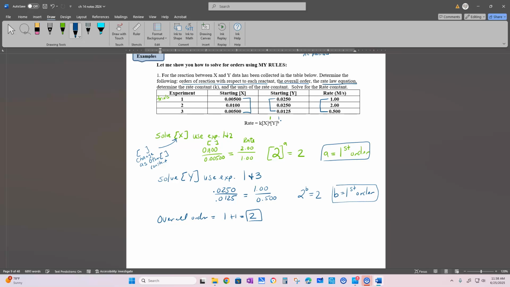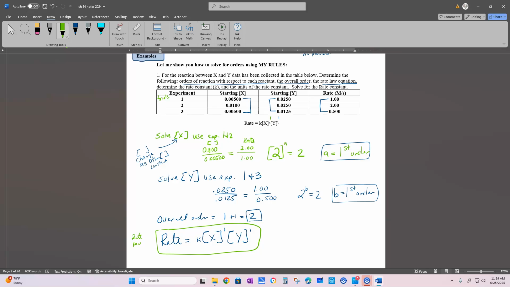Write the rate law expression. So remember the rate law expression, we write the word rate, okay, little k, and then concentration of X to the first power, and concentration of Y to the first power. So I'm just going to write a little note over here. This is rate law. Just don't write the word law in the expression. Okay? All right, so far so good.